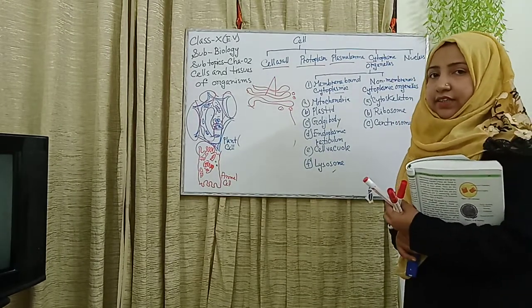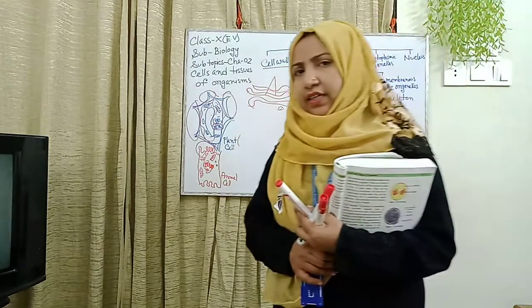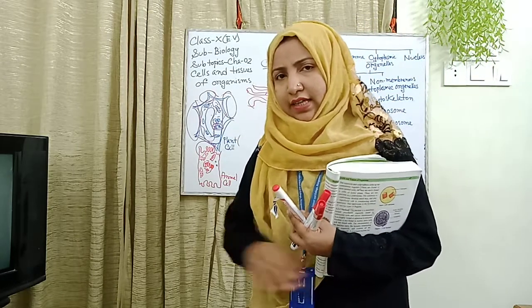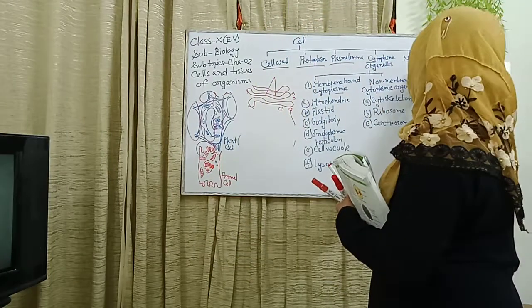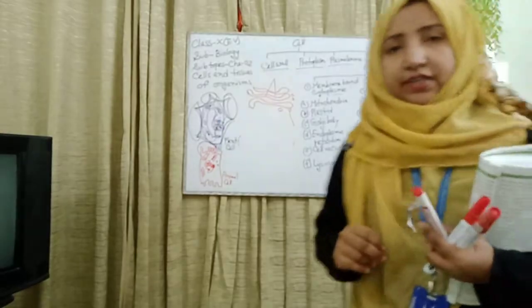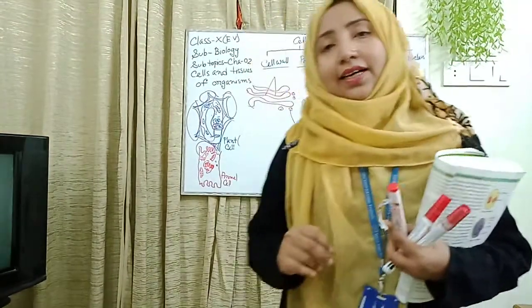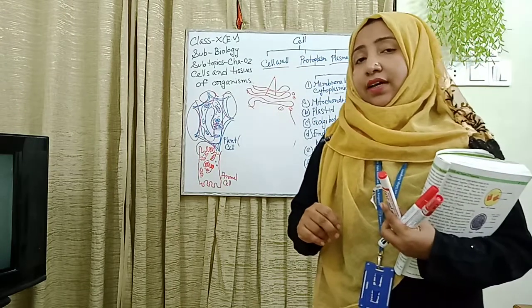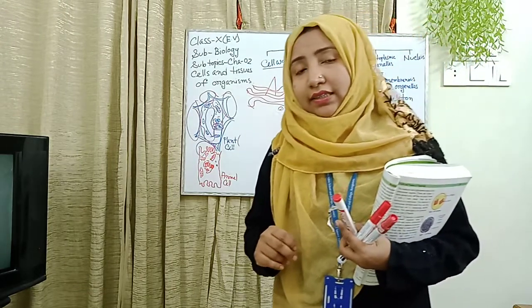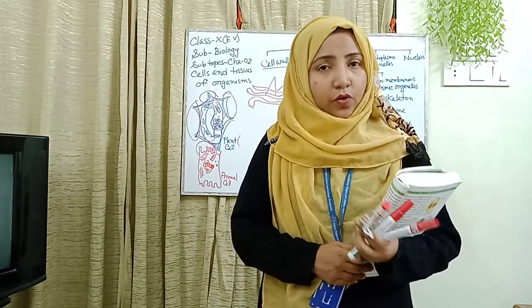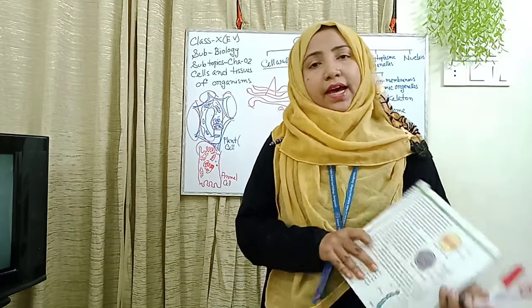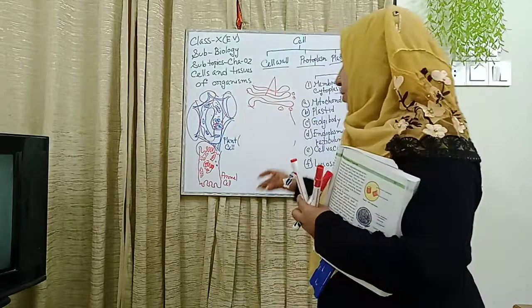Another structure is nucleus. Do you know what is the nucleus? Nucleus, another name is the brain of cell. And in the nucleus, there are four structures. First is nuclear membrane, another is nucleoplasm, third is the nucleolus, and the fourth is the chromatin reticulum.